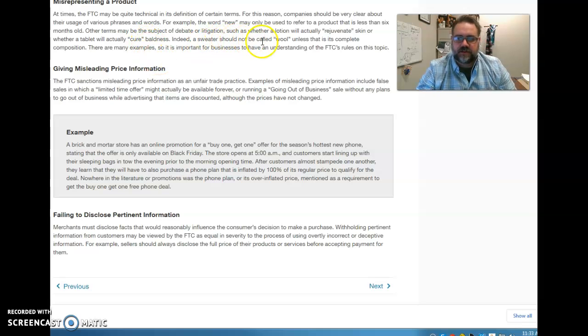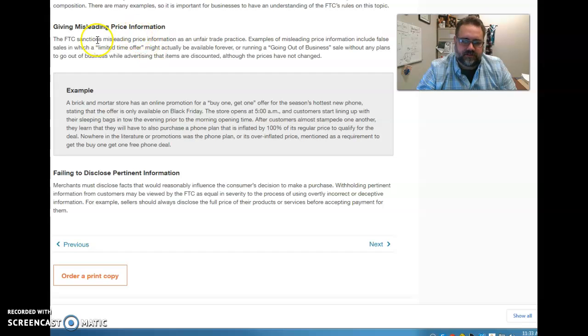Indeed, a sweater should not be called wool unless it is a complete wool composition. There are many examples, so it's important for businesses to have an understanding of the FTC's rules on this topic. Giving misleading price information.